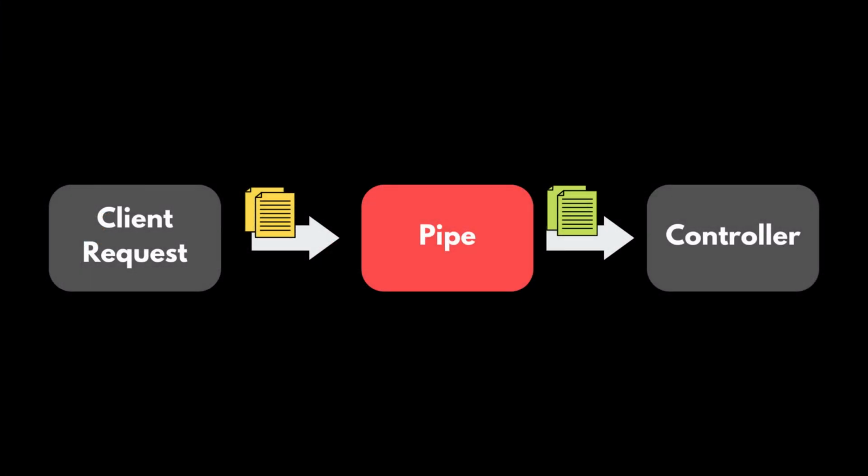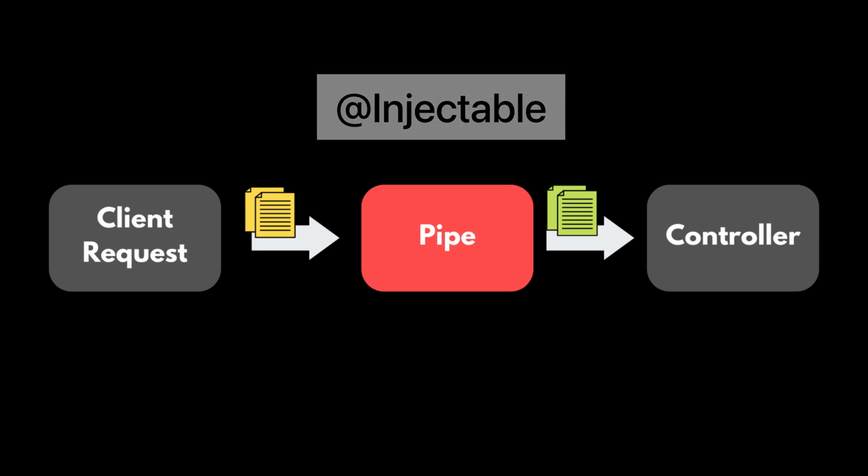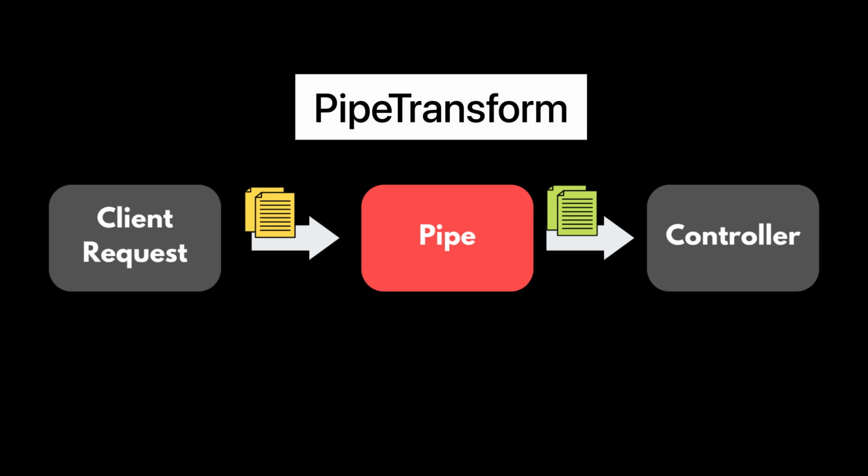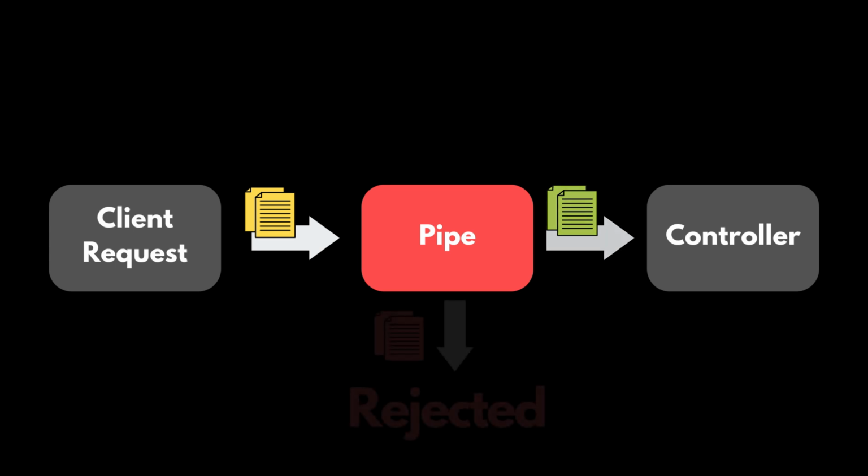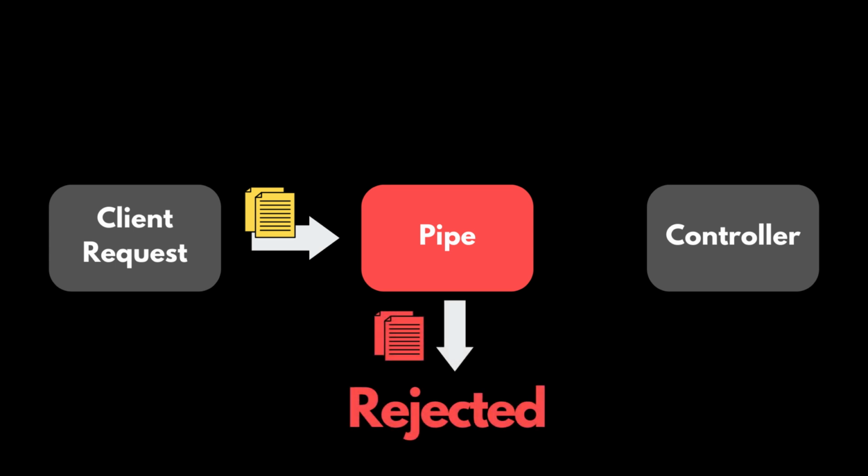The NestJS pipe is similar to the middleware in the ExpressJS framework. It's a function invoked before the execution of the controller's method, and it can override the incoming data. A pipe is a class annotated with the Injectable decorator, which implements the PipeTransform interface. The pipe has two typical use cases. It transforms or validates data.